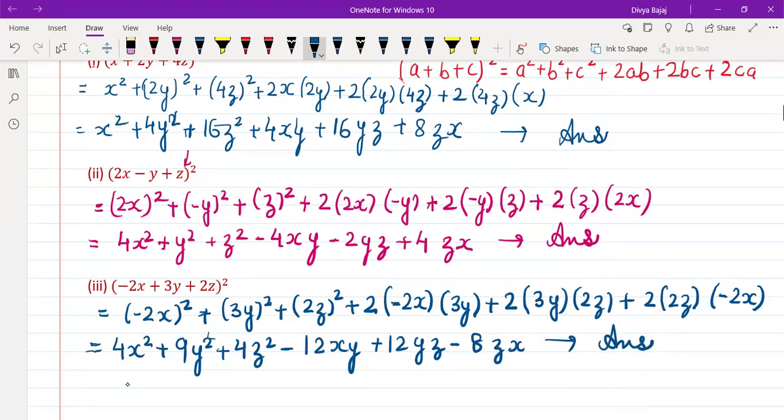I hope the questions are clear. We are just applying the identity. Go slow, have patience. Just keep the three terms in your mind, A, B, and C. Let's look at the fourth part of the question.